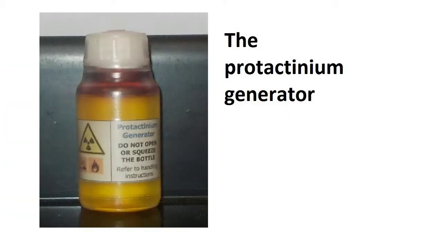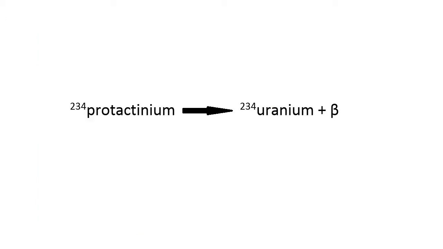The Protactinium Generator contains uranyl nitrate. About 1.5 grams is mixed with hydrochloric acid and hexyl ethanoate. Protactinium is one of the decay products of uranium-238. It decays by beta emission to uranium-234.